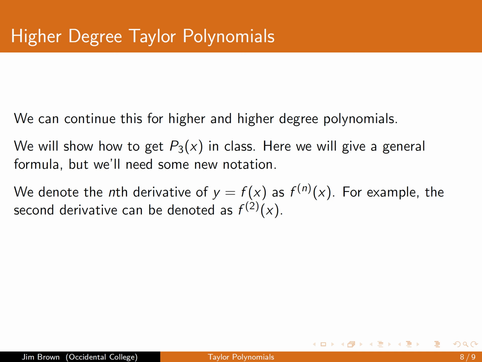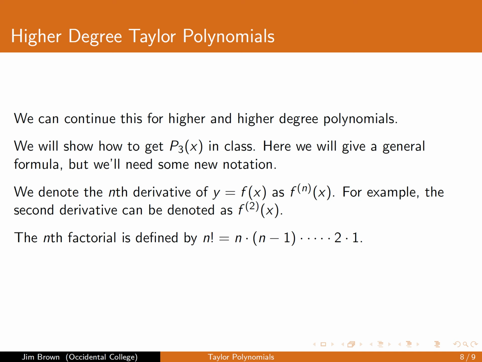So we can't keep putting primes on the f forever because there gets to be too many of them. So instead of putting a bunch of primes, we'll just put the number of derivatives in parentheses. So if I wanted to take the nth derivative of f, I'll put f and then the power n, but make sure that n's in parentheses so we know it's the derivative. So for example, instead of writing f double prime of x, I could write f with a 2 in parentheses of x. The other thing we need is the factorial function.